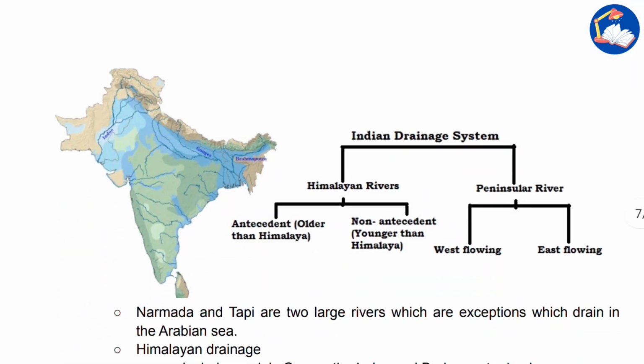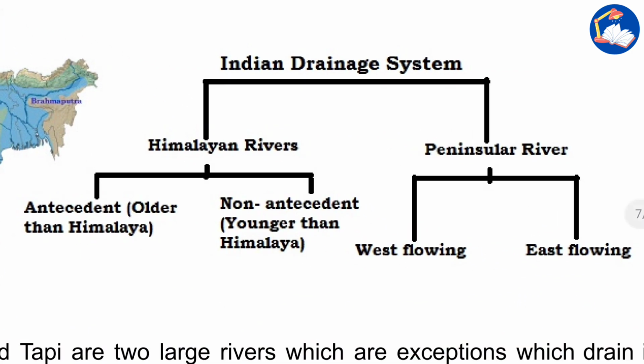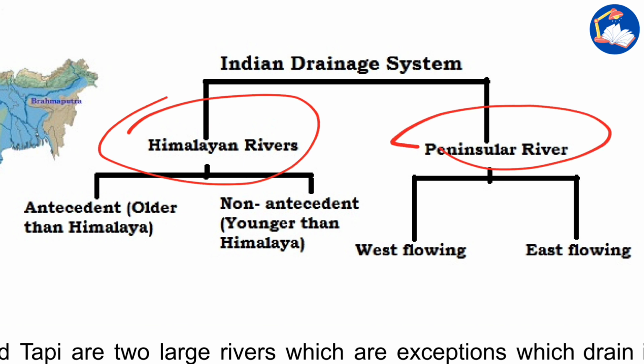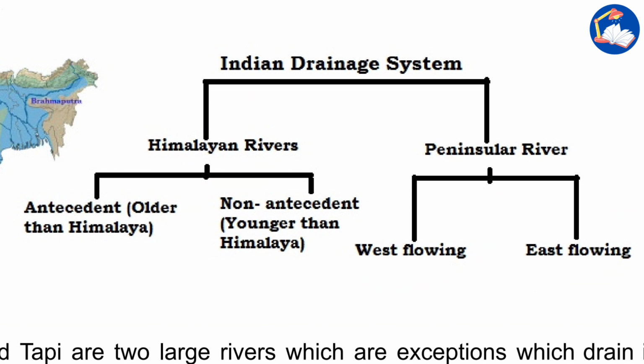So, the Indian drainage system can be divided into two types, mainly the Himalayan rivers and the second one is Peninsular rivers. Under the Himalayan rivers we have the antecedent rivers, older than the Himalaya, and also the non-antecedent rivers, which are younger than the Himalaya ranges. In the Peninsular rivers we have the west flowing rivers and the east flowing rivers.